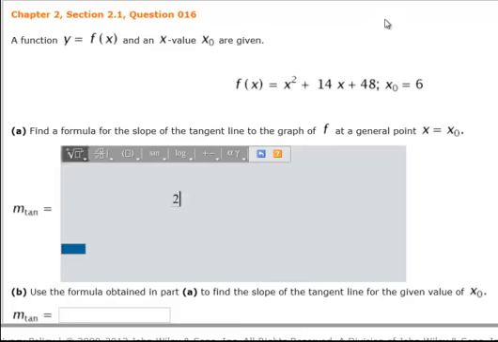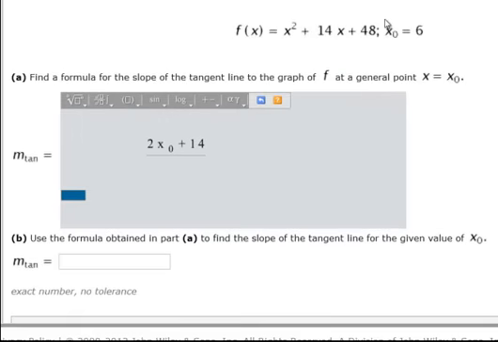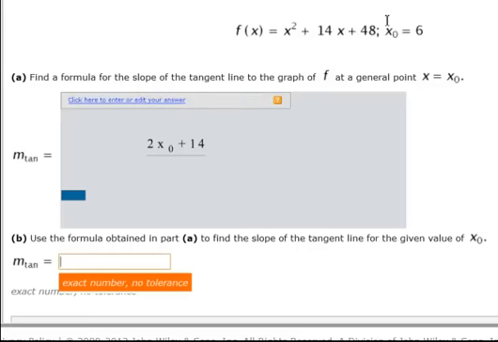times, now the x naught, what you're going to do is hold down this one and look for the subscript right here. So it's going to be x and then a 0 here. So it's 2x naught, and then you go plus 14. And that is the slope of the tangent line at that. Then it says use the formula obtained in A to give, for x naught, we're going to put in 6. So that would be 6 times 2 is 12 plus 14 is 26.